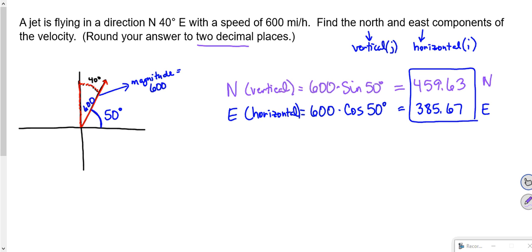So essentially what this is telling us is if you did Pythagorean's theorem, if you did the east squared plus the north squared, you would equal 600 squared. Okay. All right. Hope you understood that one.